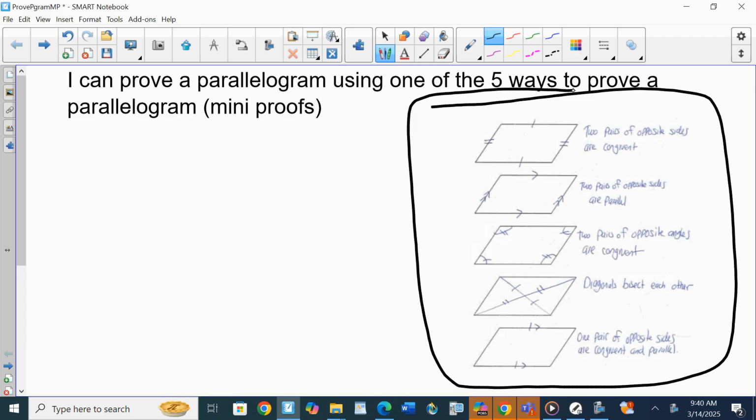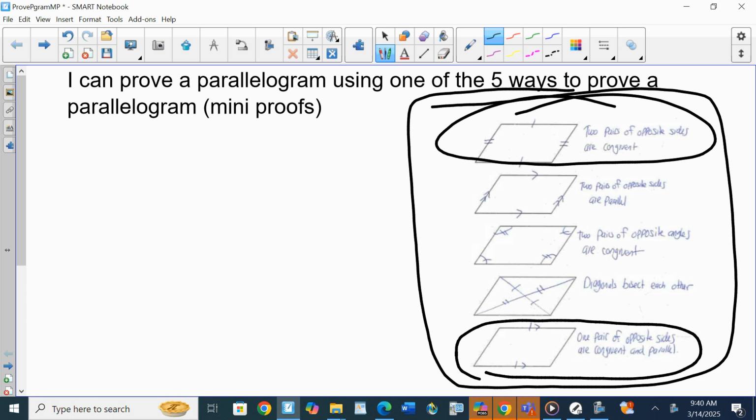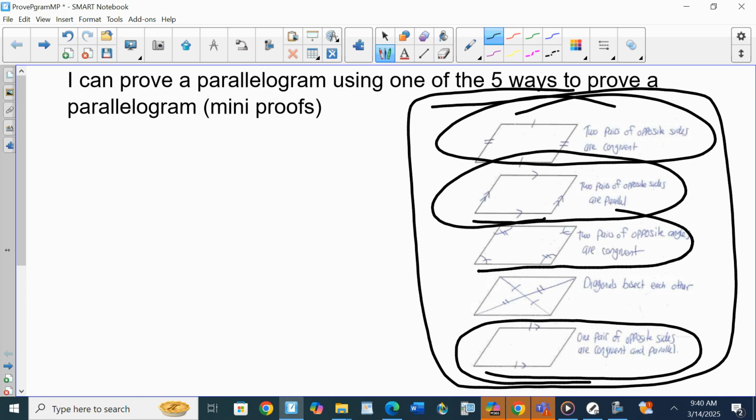2 pairs of opposite sides are congruent. That's probably the most common one, along with 1 pair of opposite sides congruent and parallel. 2 pairs of opposite sides are parallel. And then the ones that don't come up as much are 2 pairs of opposite angles are congruent and diagonals bisect each other. Those don't come up as much in this context, but you're still responsible for it.